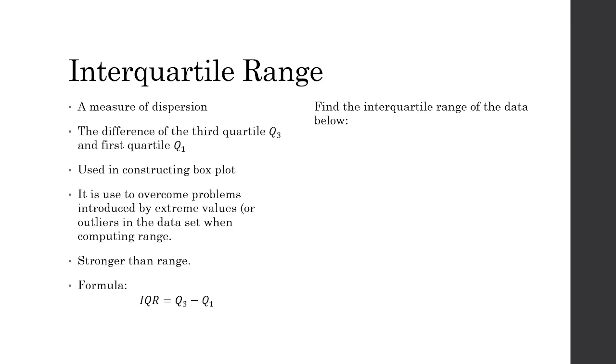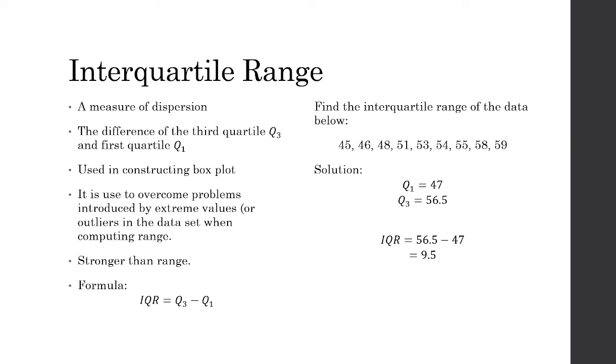Alright? So, in that, using the same data, using the same first quartile and third quartile, for the interquartile range, you just need to get their difference. So the IQR here is 9.5. As easy as that. As easy as kapag sanay kang mag-compute ng first quartile and third quartile.